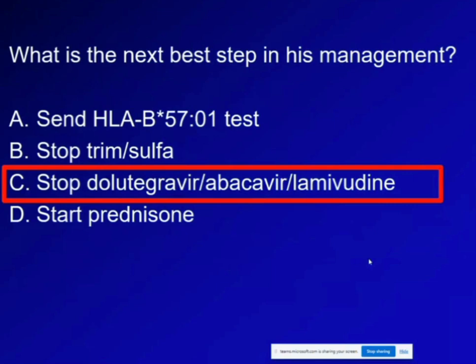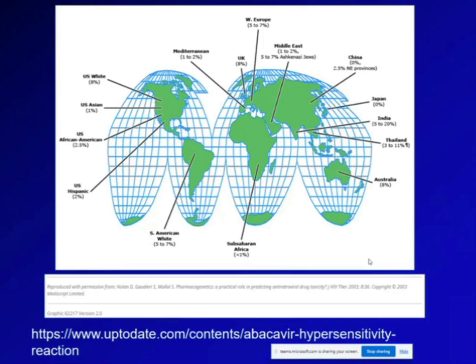And this is why it's an A1 recommendation to do an HLA-B*5701 test prior to starting somebody on abacavir, with their consent. It's a genetic test. By way of geography being important, this shows you the prevalence of the HLA-B*5701 allele around the world. In Caucasians in the U.S., it's about 8%, lower for Asians at 1%, and African Americans about 2.5%.